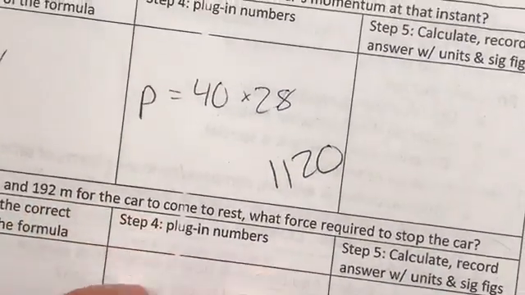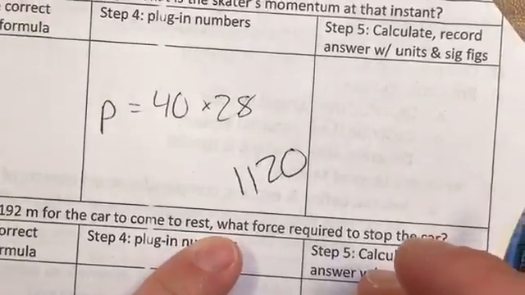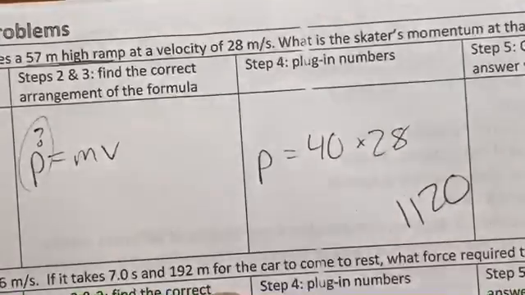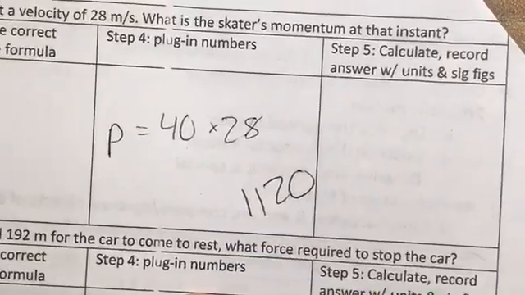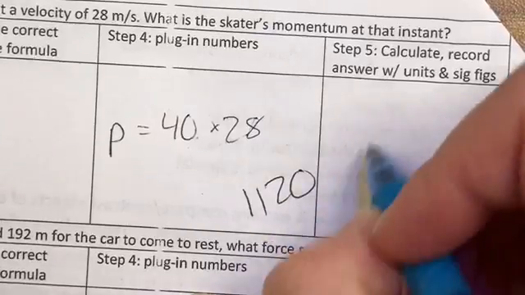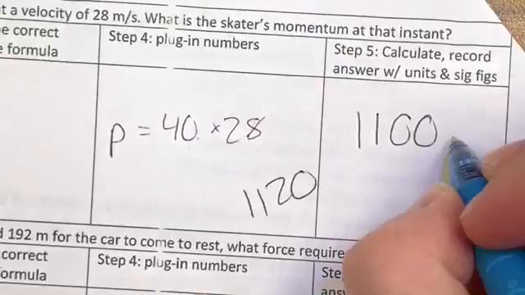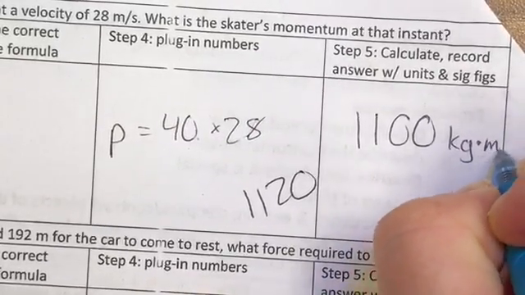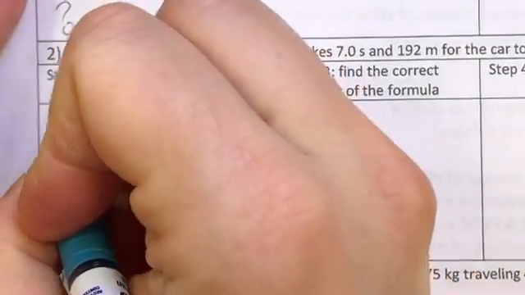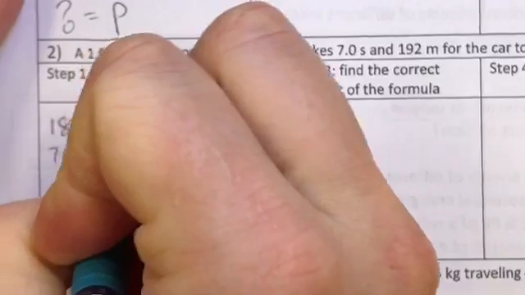Now, units of measure, so we want to answer with significant figures and units of measure. Significant figures, I'm going to pretend that has 2 significant figures. So if that has 2 significant figures, our answer needs to have 2 significant figures. So it's going to be 1,100. Units of measure for momentum are kilograms times meters per second. There is your answer. Question number 2, we have a 1,800 kilogram car moving 76 meters per second.